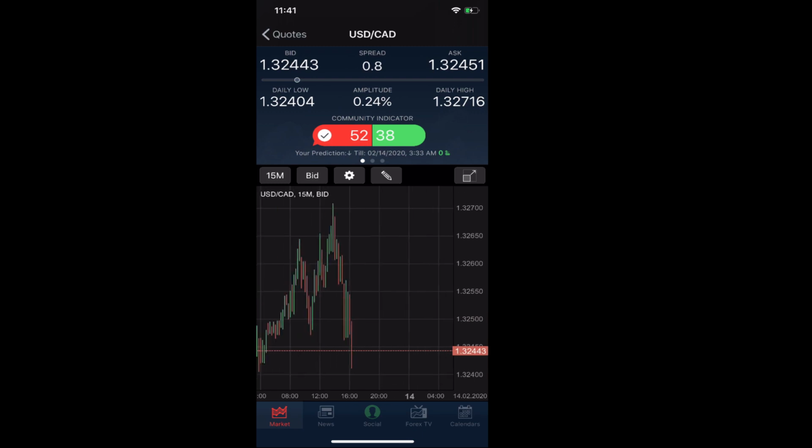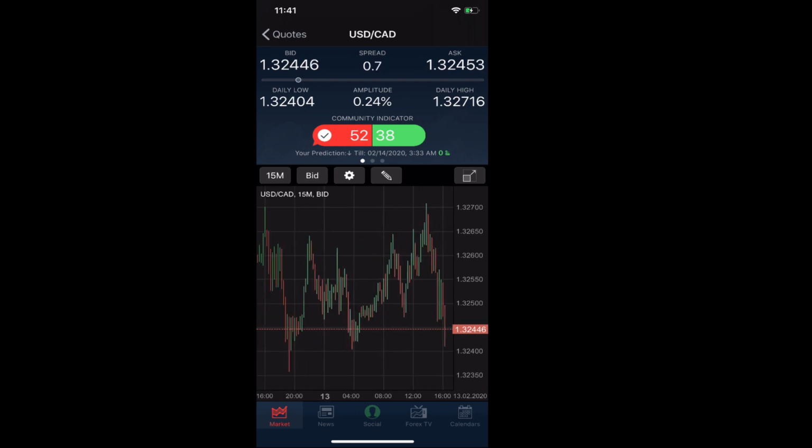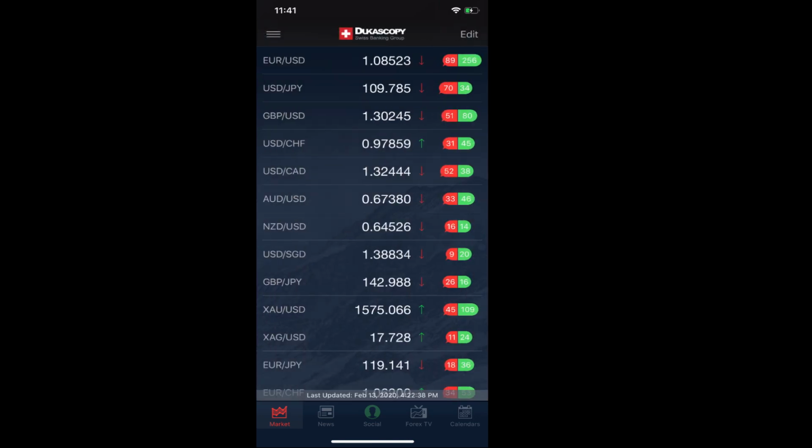This app is for those that are dependent, not necessarily dependent, but if you just don't have time, then this app will be good for you. You can use other people's ideas and sentiment to tell you that the majority of the people are selling USD CAD, or the majority of the people are buying this pair, or whatever pair it would be, honestly speaking. That's one part about this app that's quite good, the sentiment part.